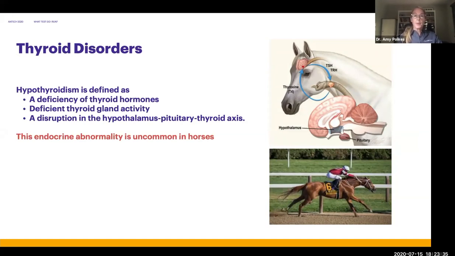So with hypothyroidism, we know the definition is a deficiency in thyroid hormone, deficient thyroid gland activity, or a disruption in the hypothalamic pituitary thyroid axis. But this true endocrine abnormality of hypothyroidism is very uncommon in horses. However, we know that there are a lot of horses that are treated with thyroid hormone, and some are called hypothyroid, but they're not really necessarily truly hypothyroid in the sense of the definition.